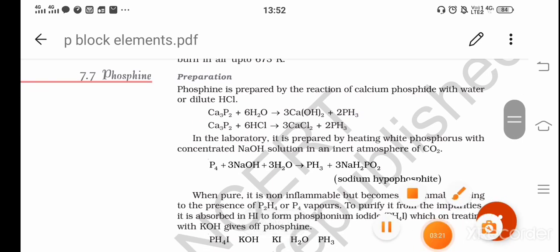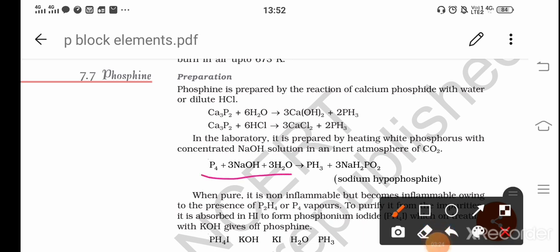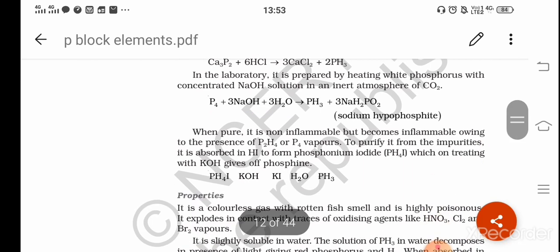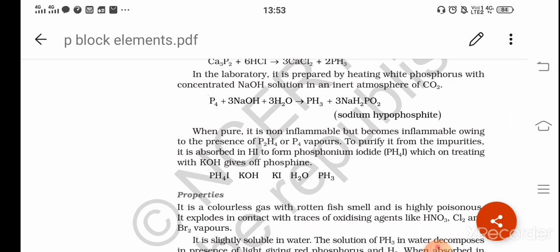We can also prepare it in the lab, as we have already discussed, by heating white phosphorus with concentrated NaOH in an inert atmosphere of CO2, which gives phosphine and sodium hypophosphite. When pure, it is non-inflammable but becomes inflammable in the presence of P4 vapors, which are normally present in P2H4 form. It is purified by absorbing it in HI to form phosphonium iodide, which on treating with KOH gives phosphine.